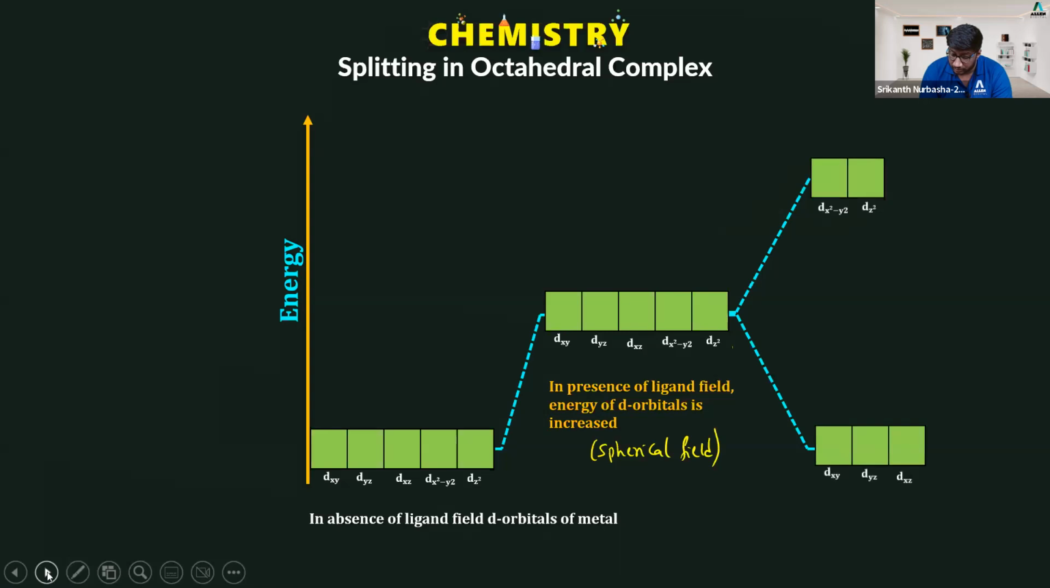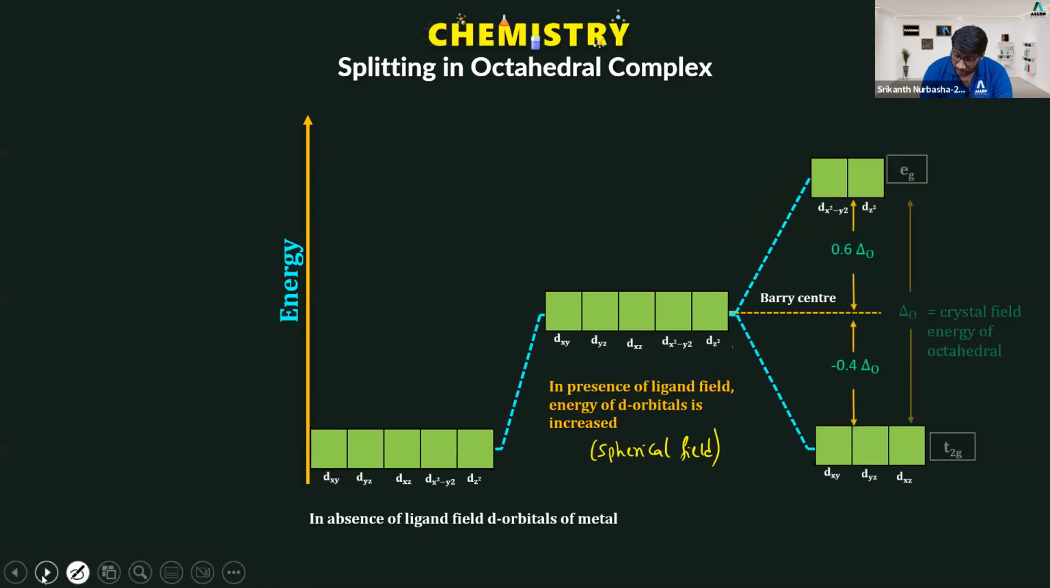Now the splitting will occur, and this point where the energy of all the 5 d orbitals is the same is said to be the barycenter. This is your T2G orbitals. These are your EG orbitals, and delta naught, or delta O, represents the crystal field splitting energy of the octahedral complex, or you can say the energy difference between the T2G and EG levels in the octahedral complex. All of you note down this diagram.